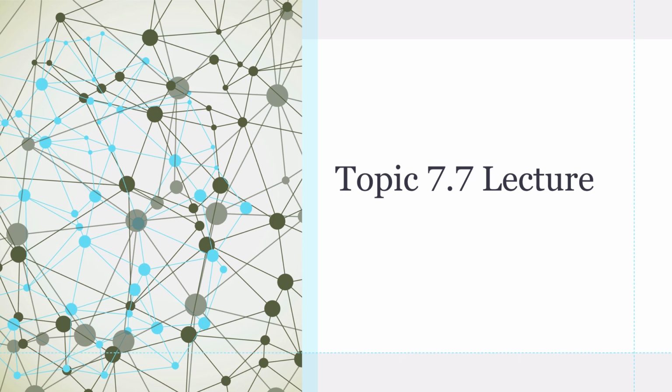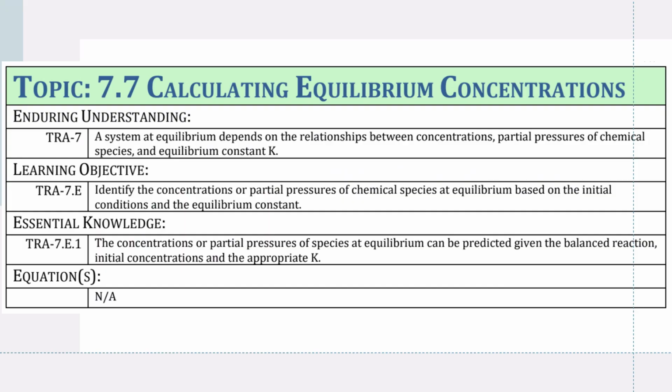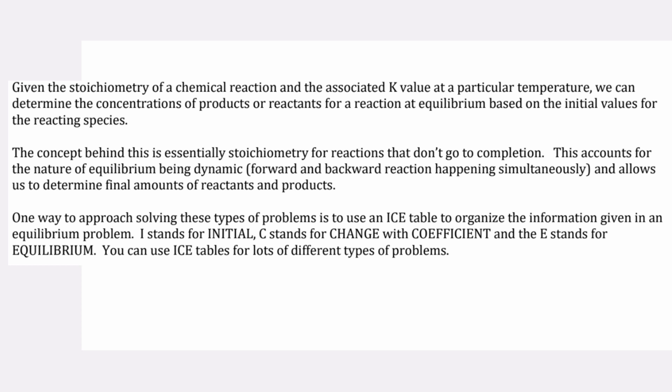All right, so this is topic 7.7, calculating equilibrium concentrations. Your objective today is to be able to identify the concentrations or partial pressures of chemical species at equilibrium based on the initial conditions and the equilibrium constant. So you're going to use stoichiometry. You can determine the K value, the K constant. You can determine the expression based on the products and reactants.